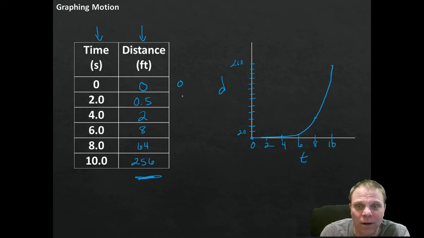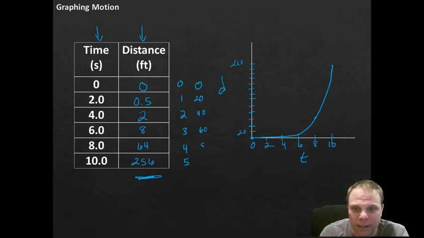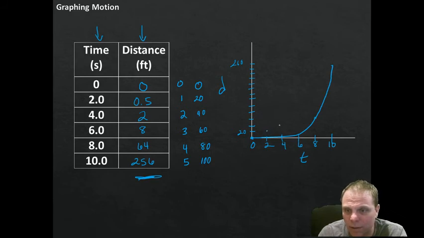So if I started at 0 and then I went 1, 2, 3, 4, 5, or let's say I started at 0 and went 20, 40, 60, 80, 100. So 20, 40, 60, 80. Where's my 80? I don't know where my 80 is at. Something like that. And then 100.